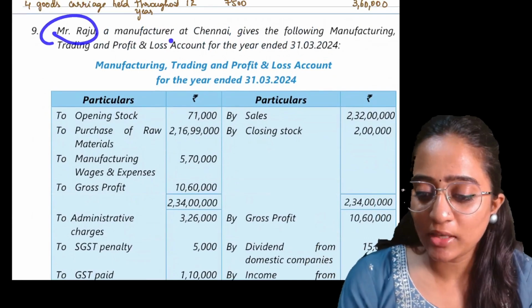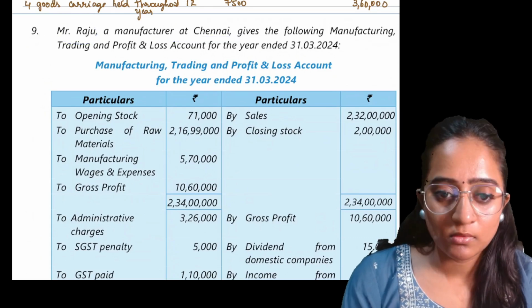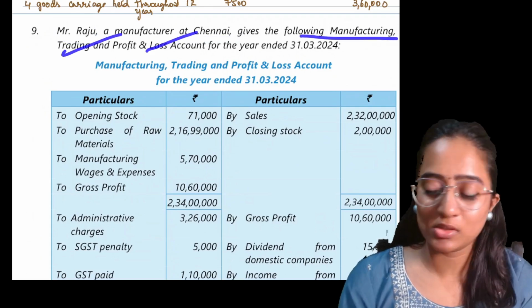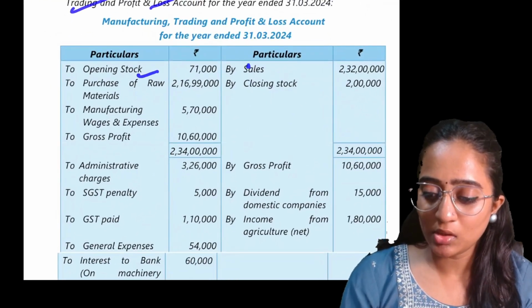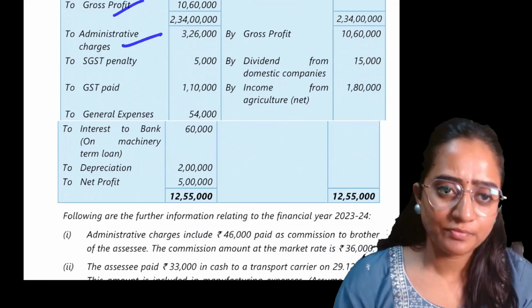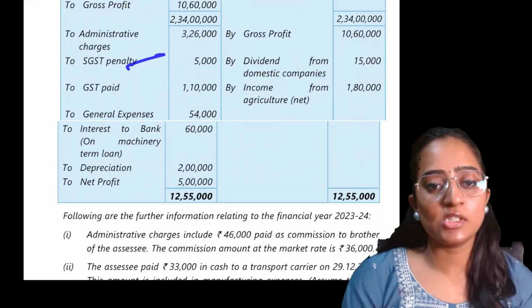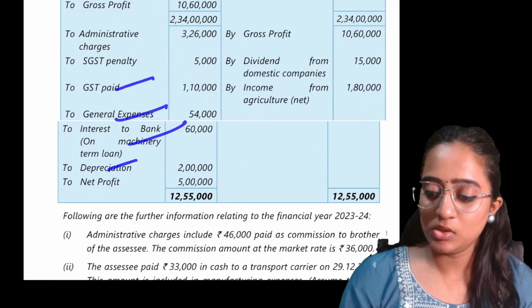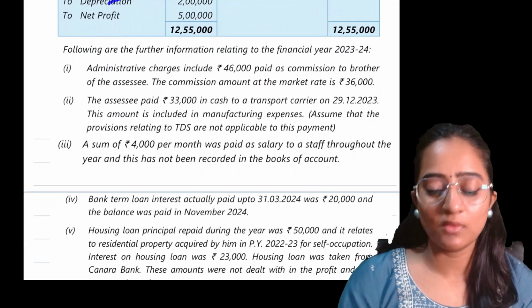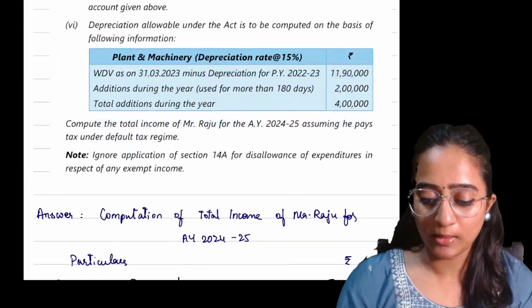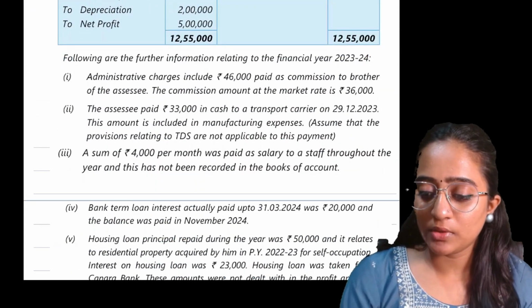Mr. Raju, a manufacturer at Chennai, gives the following trading and profit and loss account information. They've given opening stock, sales, closing stock, purchase, manufacturing expense, gross profit, administrative expenses, CGST, penalty, GST paid, general expenses, interest to bank, depreciation and dividend. First, let's get into the adjustment part and then go back to the table again. So now following are the further information.